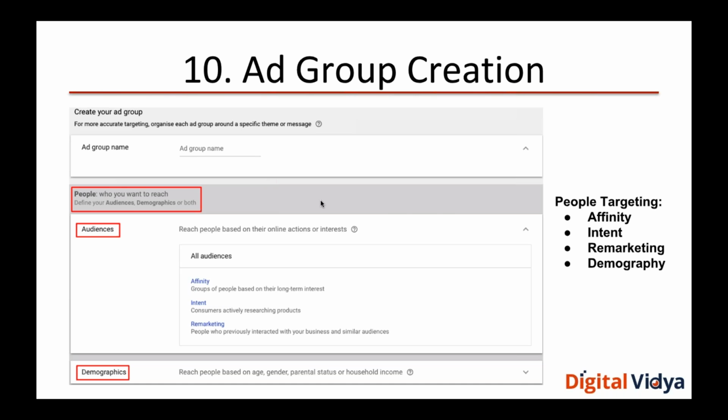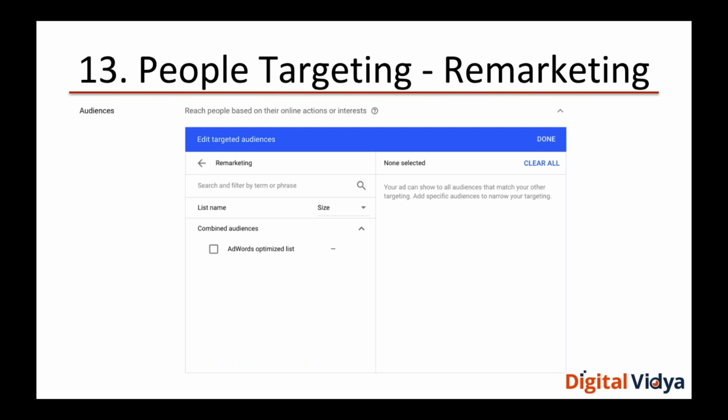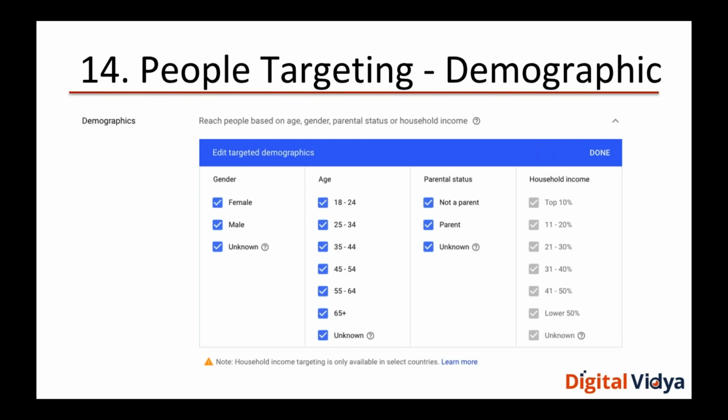Okay. So you select your audience over here. You can select the affinity category or intent category or the remarketing list. Gender categories will be like this. Demographic category: gender, age, parental status. Household income data is not available for India. It is available for select countries. US has it. So if you're targeting US, it might be available for you.